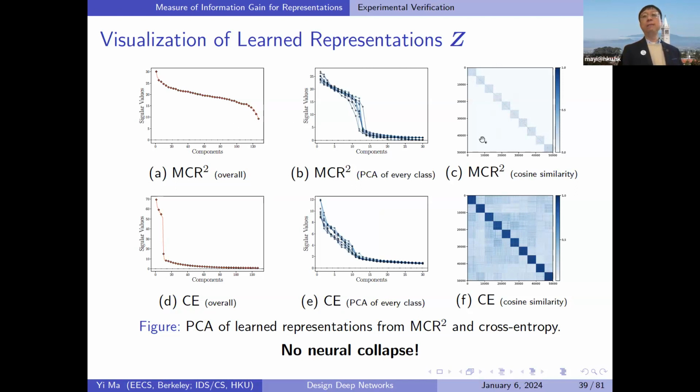But what you learn with MCR, here everything is the same: the same architecture, same training data, same optimization, okay? The only thing you change is the objective function. Replace cross entropy with the rate reduction, and you get very different representations.